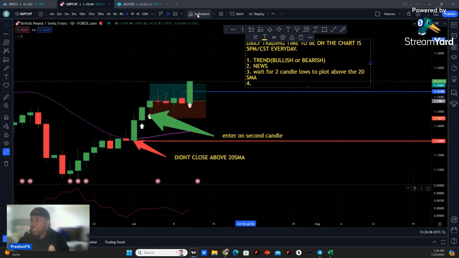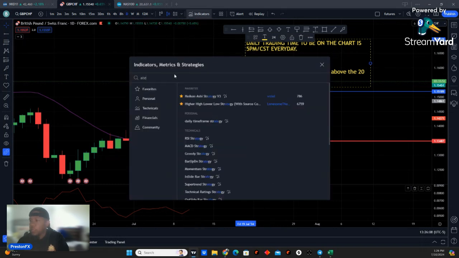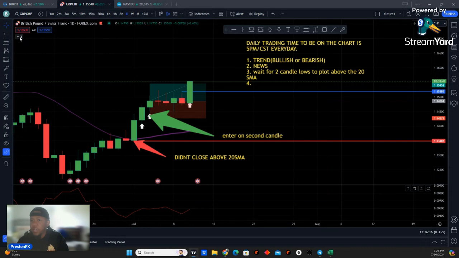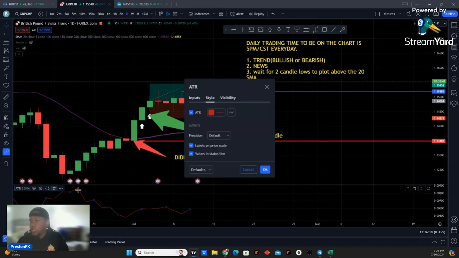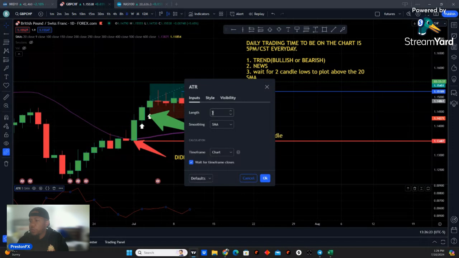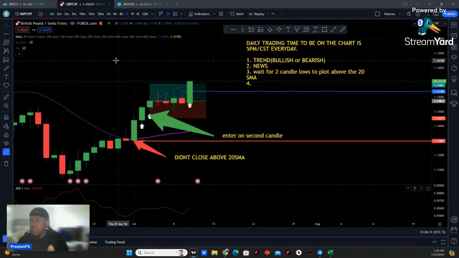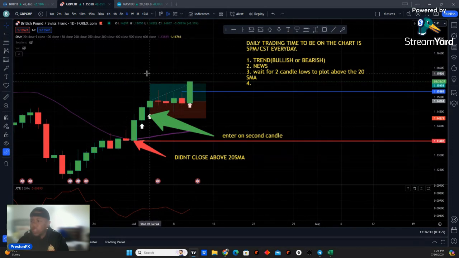And here's the next thing I'm going to show you. Type in ATR, average true range. And then once you come down here, you will go to the options box. Style, you can keep it red or whatever color. You want to do 5. Length is the 5. And the SMA. Put it on chart. This is going to tell you the actual stop loss that you want to go.